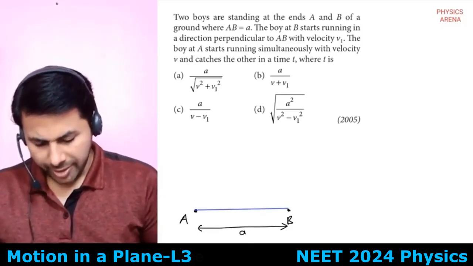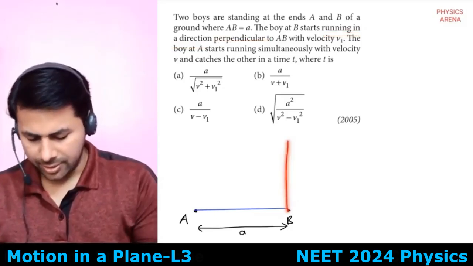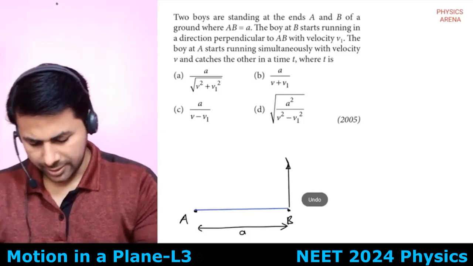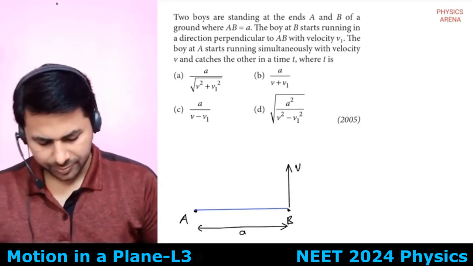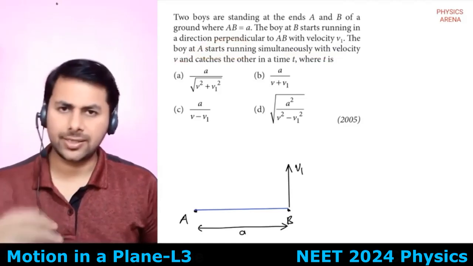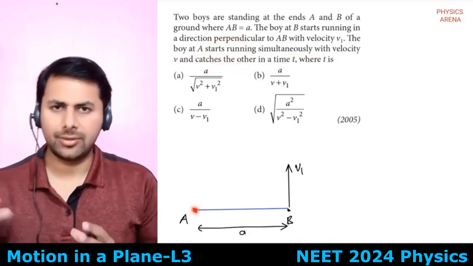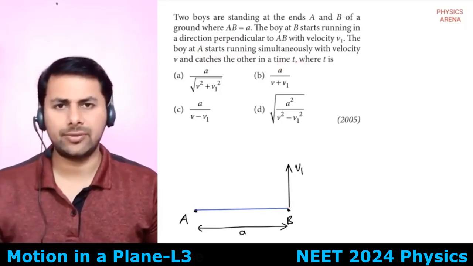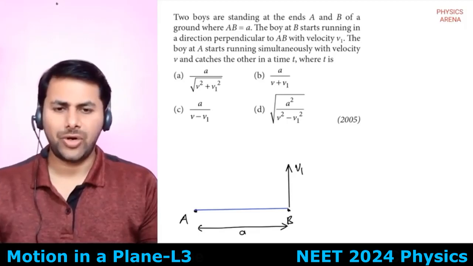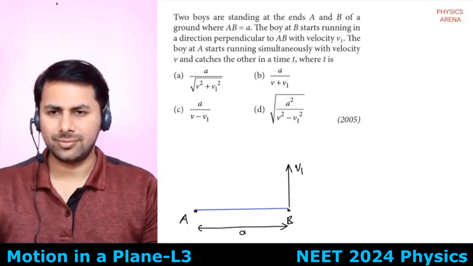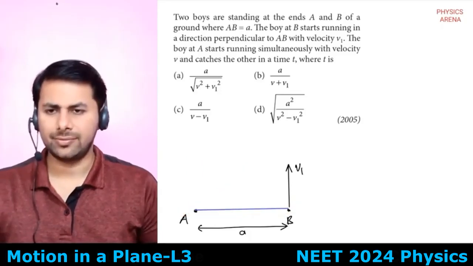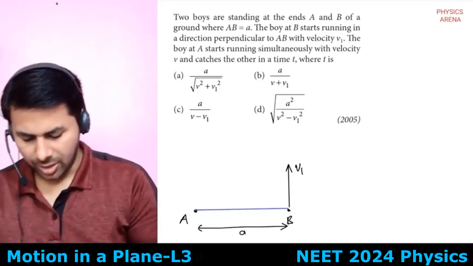The boy at B starts running in a direction perpendicular to AB, with velocity V1. The boy at A starts running simultaneously with velocity V, and catches the other, B, in time t. Now, if he wants to catch B, in what direction should he run? Along x, along y, or inclined? Inclined, right.